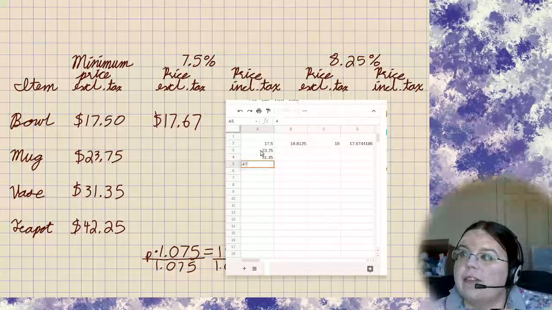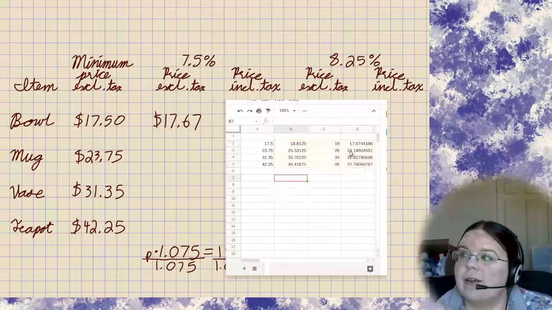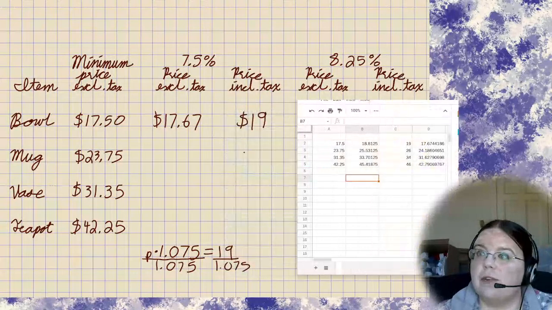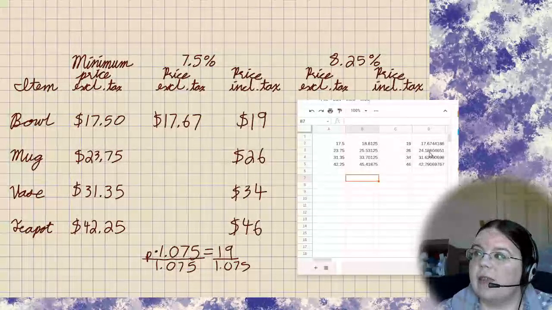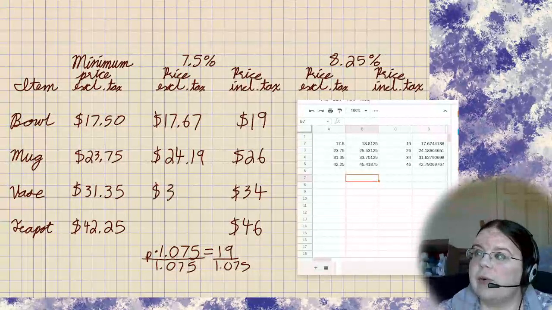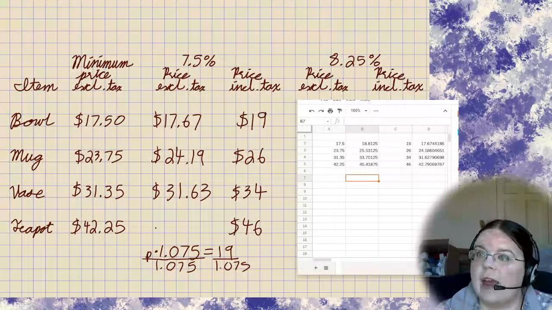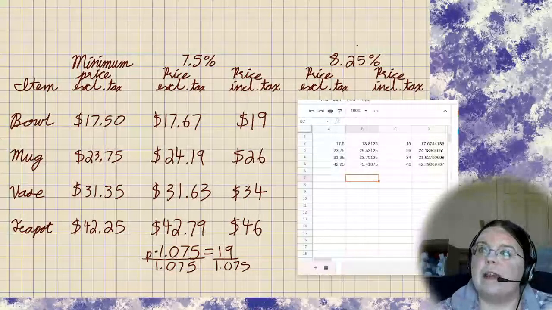Now it turns out it's very easy to just continue this through. Copied the rest of the prices, and here I am autofilling the rest of the formulas down. So now I see that our prices after tax would be $26, $34, and $46 for the other products, and the prices before tax would be $24.19 and $31.63 and $42.79.